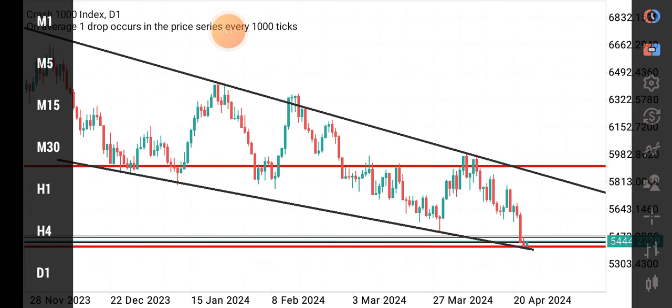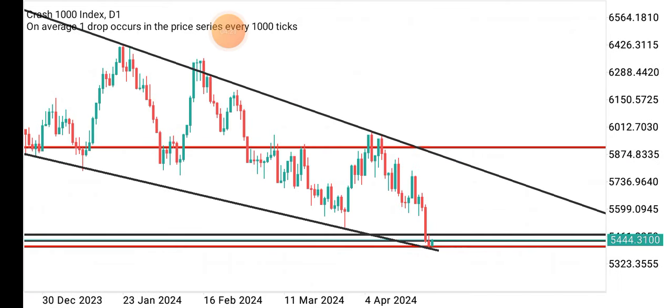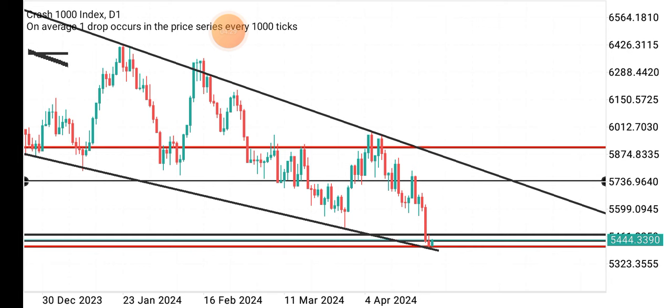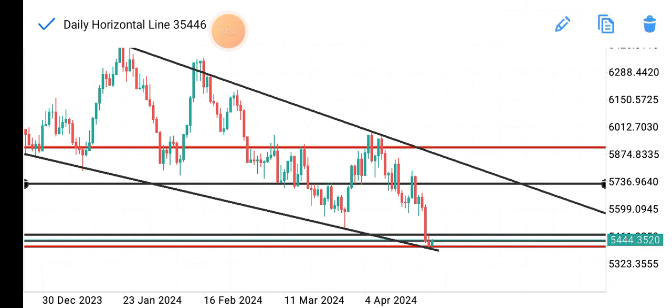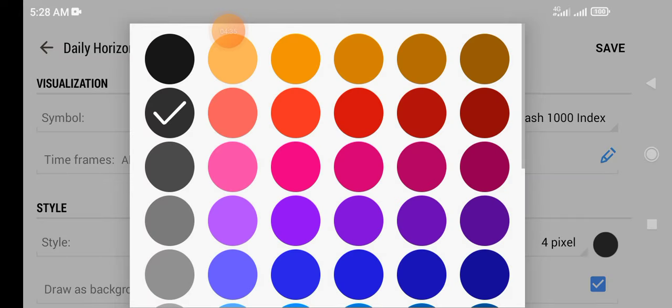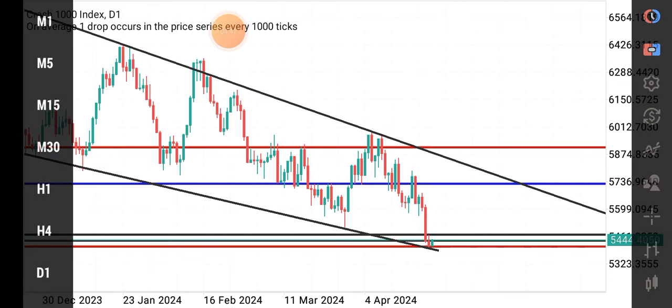So let's go to the 4-hour time frame. Do we have any key level around here? I think we have a key level first. This looks like a key level. There's a key level around here. The market bought and sold around this level. Let me change this color. Let me use a blue color. So that's a key level around there. All right, so let's go down to the 4-hour time frame.